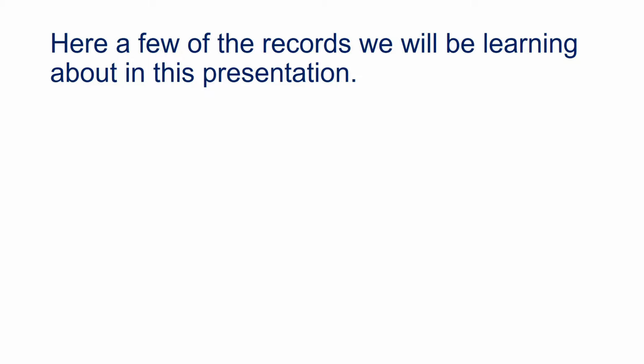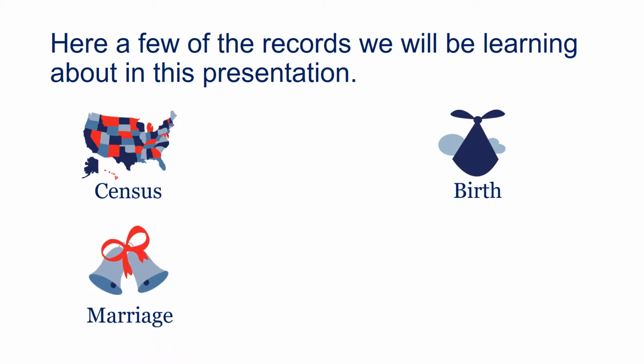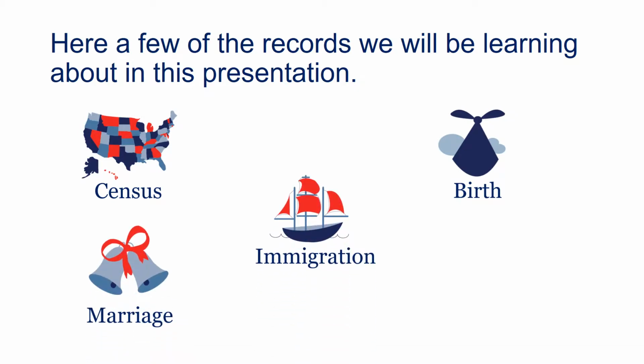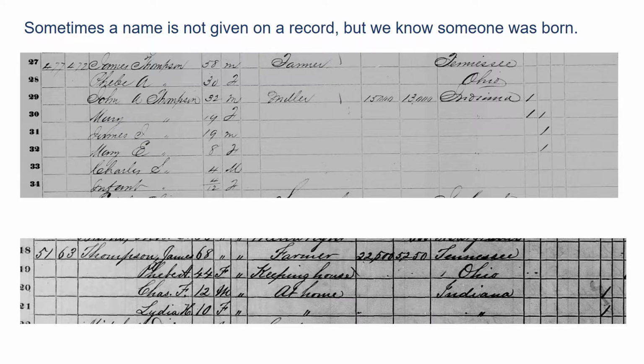Here are a few of the records we will be learning about in this presentation. Census, birth, marriage, immigration, and death. Birth dates can be found from many different sources. Not all birth information comes from a birth certificate. Let's see what we can find about birth from census records. Sometimes a name is not given on a record, but we know someone was born.